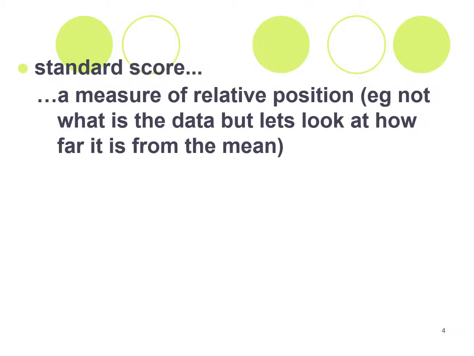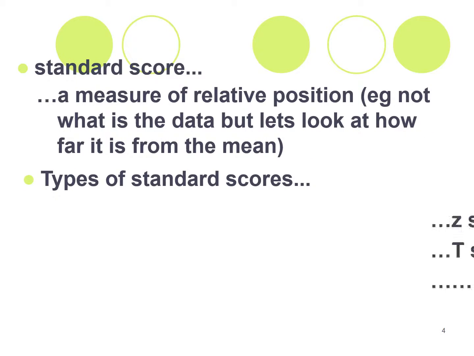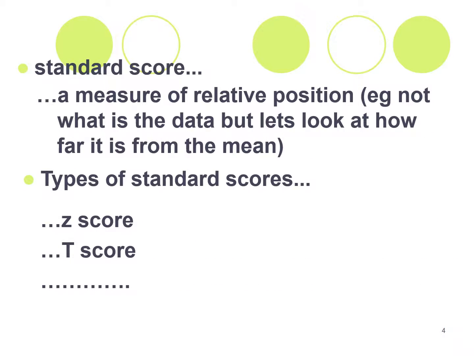Okay, so a standard score is a measure of relative position, not what the data is, but how far it is from the mean. So how far is the piece of information you're looking at from the actual mean? How unusual is that particular score or particular result from the mean?